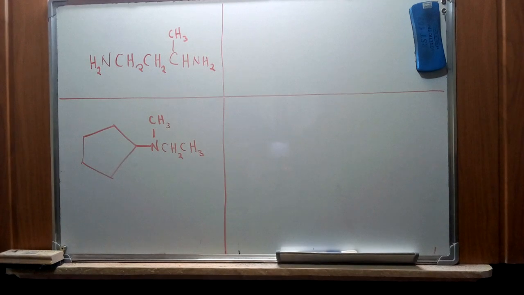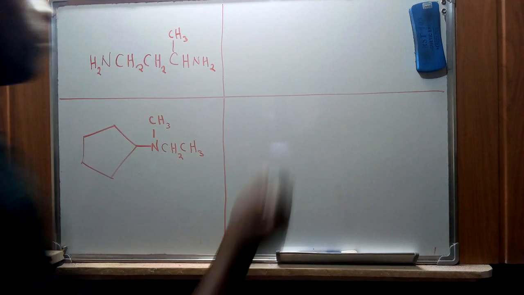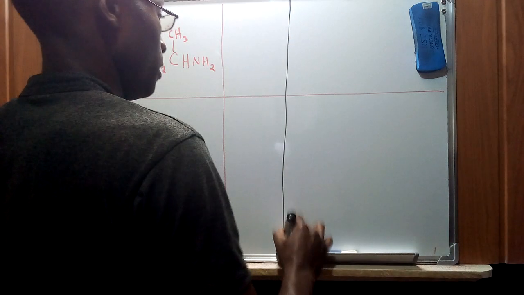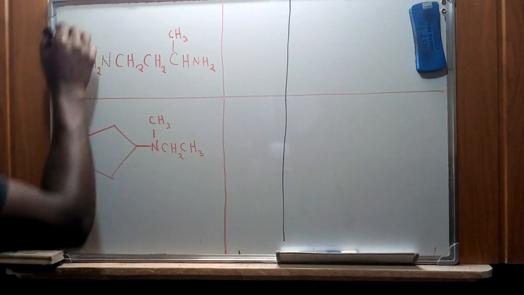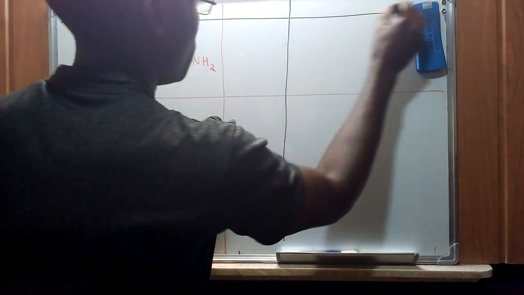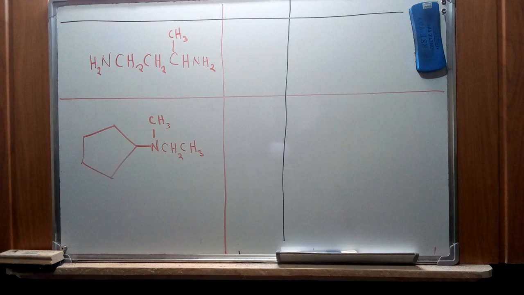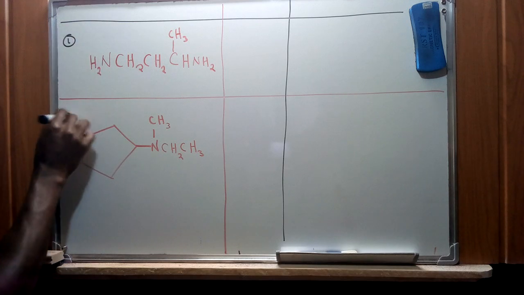For our discussion today, we are going to look at some of the characteristics of the molecules that I've drawn on the board. We're going to specify the characteristics and thereafter try to identify the class of organic molecules under which they fall. So I'm just going to have a table like that, and then we're going to look at the first molecule that I've drawn. Let me list them by number 1 and 2.